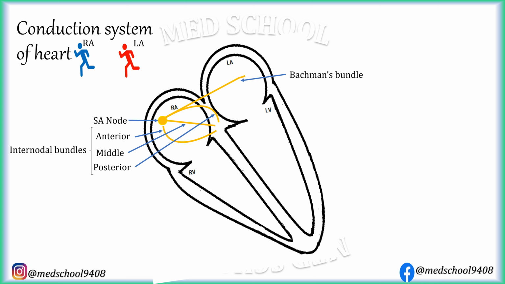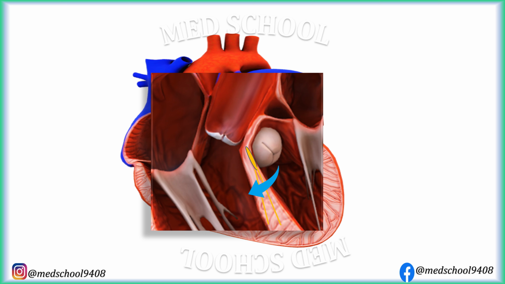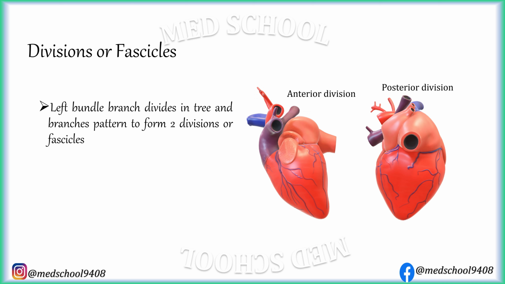As important structures of conduction system of heart are present in left subendocardial area of interventricular septum, septal activation occurs from left to right. This concept is important in understanding formation of physiological Q waves. Left bundle branch divides in tree and branches pattern to form two divisions or fascicles.